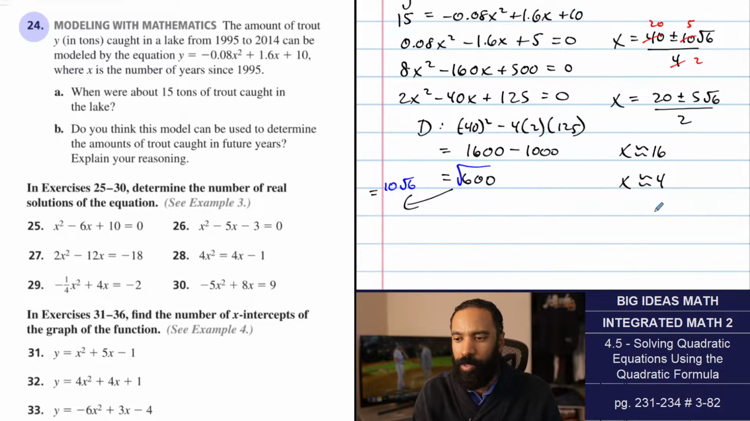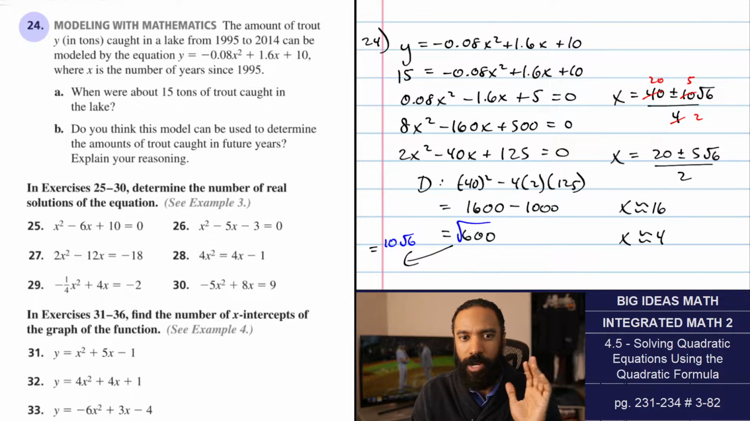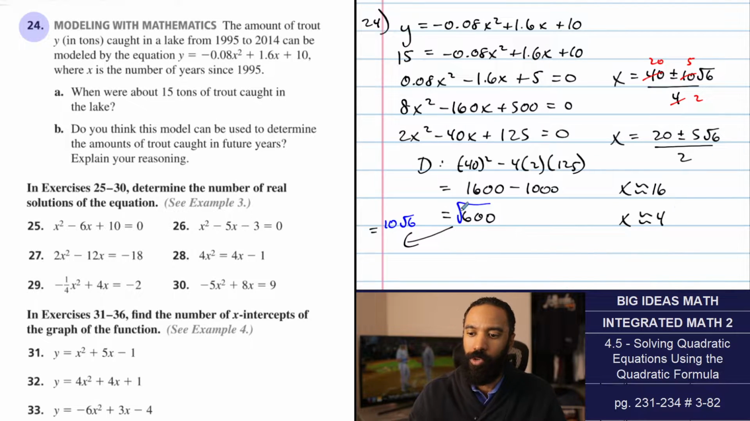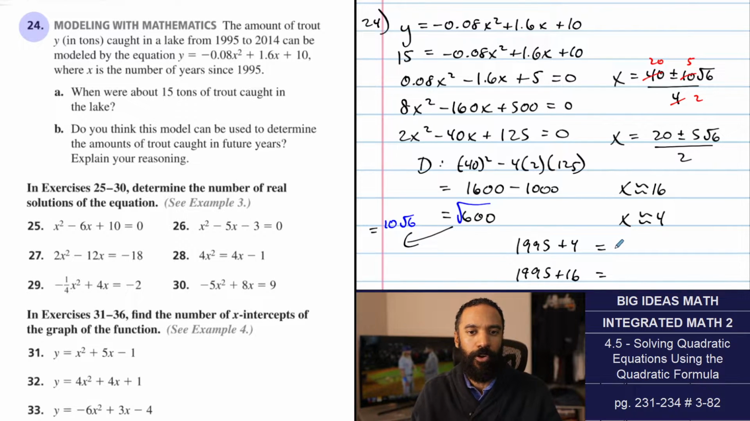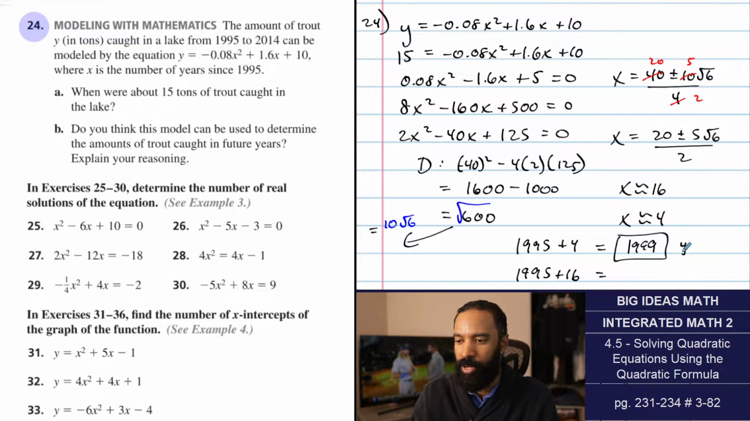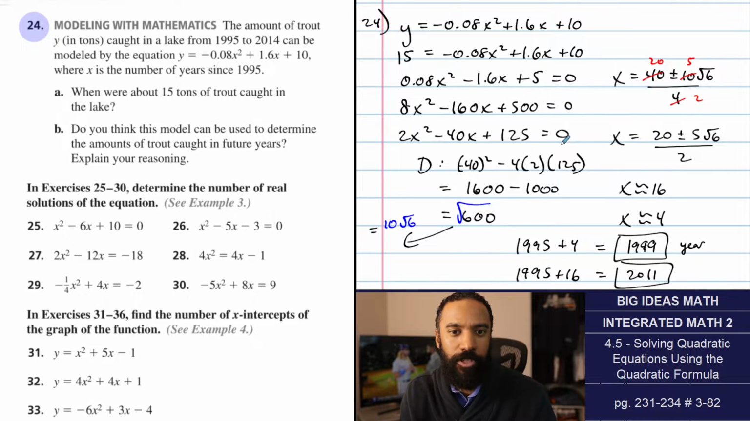Okay, so what are we doing with this information? x is the number of years since 1995, and it goes from 1995 to 2014. So let's do 1995 plus 4, and 1995... that's wrong, 1995 plus 16. Both of these are years when there were about 15 tons of trout. So in the year 1999, remember that's a year, and 2011, which falls within the domain from 1995 to 2014.